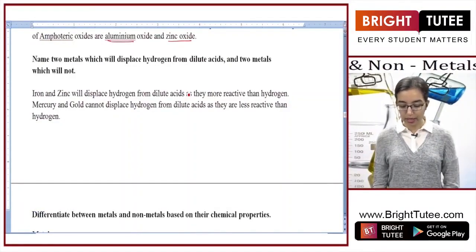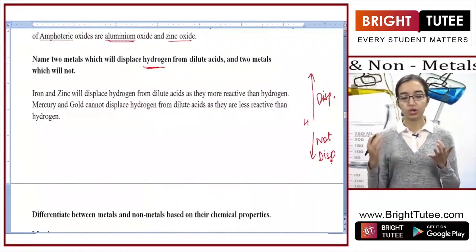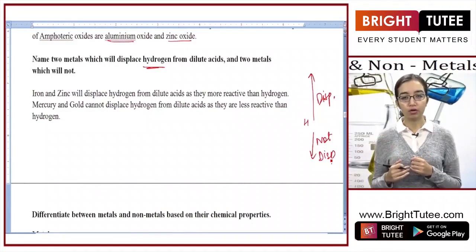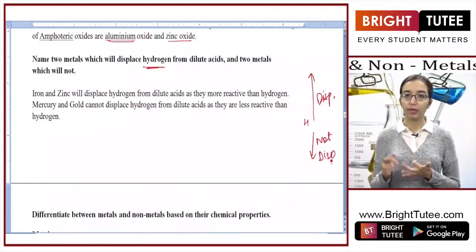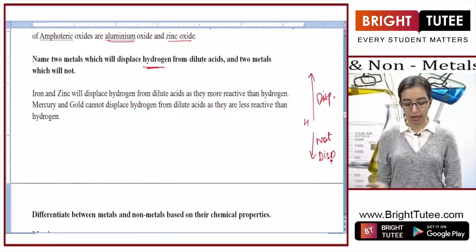Name 2 metals which will displace hydrogen from dilute acids, and 2 metals which will not. So we have to talk about hydrogen here. Anything that is above hydrogen in the reactivity series will displace it, and anything that is below hydrogen in the reactivity series will not. So if you think of above, we have sodium, potassium, magnesium, zinc, iron. You can name any of these 2 metals. If you think of below hydrogen, we have mercury, gold, silver, platinum. You can again name any of these elements and the answer would be correct.